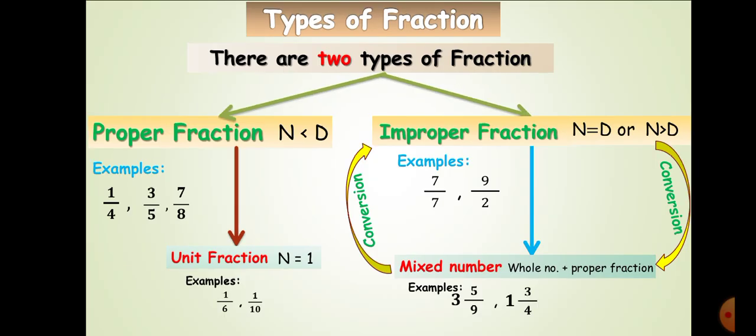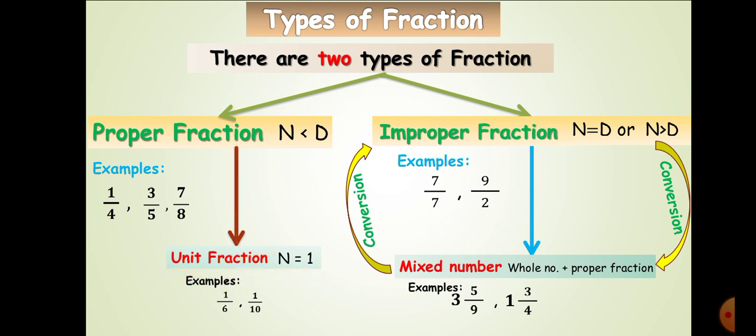Then we learned about the types of fractions, and I told you that there are 2 types of fractions, that are proper fraction and improper fraction. Proper fractions are those fractions whose numerator is smaller than the denominator. That means denominator is always greater. For example, 1 over 4, 3 over 5, 7 over 8. In these, the numerators are smaller than the denominators. Like in this case, we're also having a unit fraction.